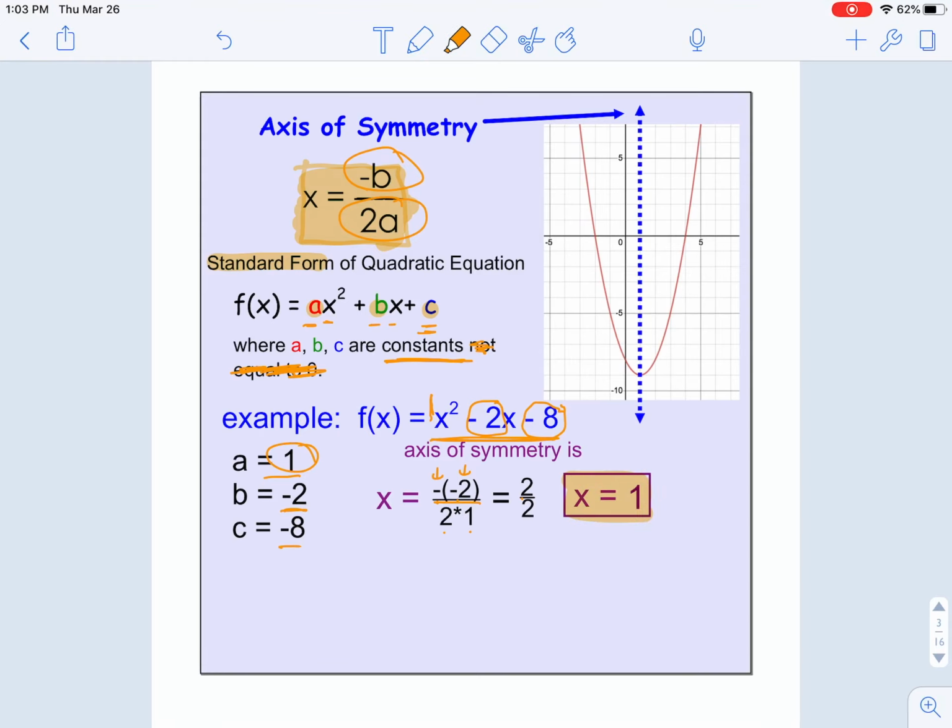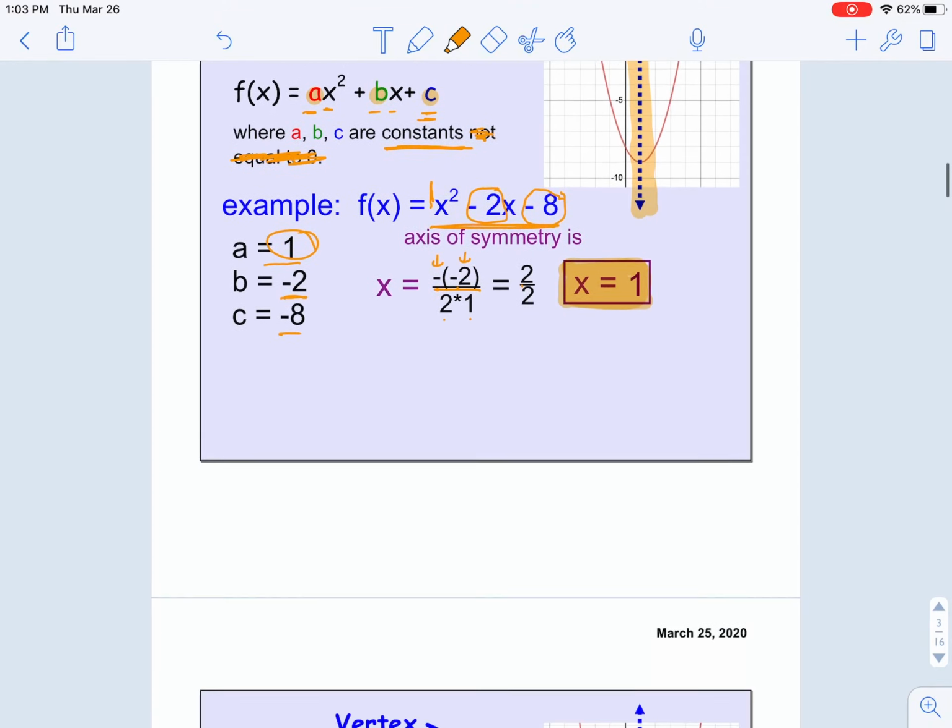And I always put the x equals in front of my answer because that's the equation of this line. X equals 1. So if I'm talking about an axis of symmetry, x equals 1, x equals 2, x equals negative 6, x equals negative 1/2, something, but it's always going to be x equals. All right, so that's our axis of symmetry. Perfect place to start when you're looking at an equation like this.